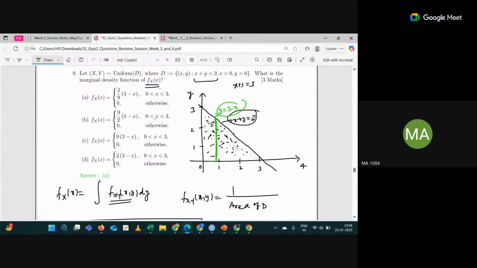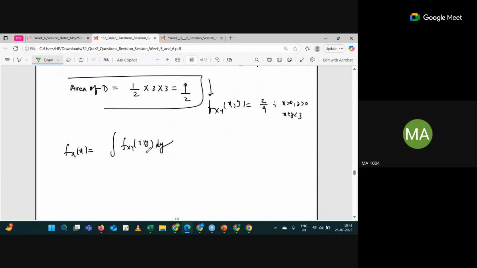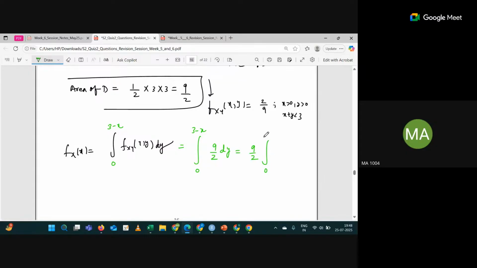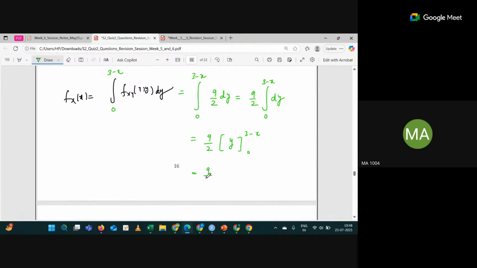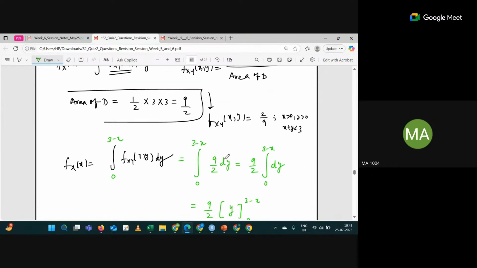This line is x plus y equal to 3. Yes, then the value of y is 3 minus x. So I have to integrate from 0 to 3 minus x, of 9 by 2 dy. It will be 9 by 2 times the integration of dy from 0 to 3 minus x. Basically, it will be 9 by 2, and there it will be y from 0 to 3 minus x, and I have to just substitute this value. So 9 by 2 or 2 by 9? It's 2 by 9, right? Yes, it's 2 by 9.